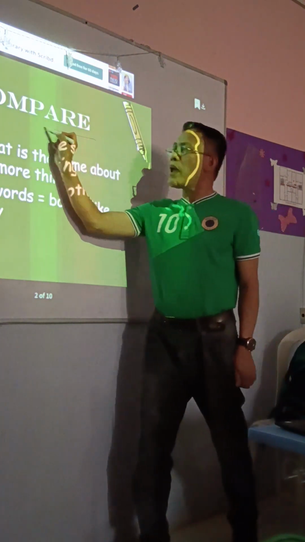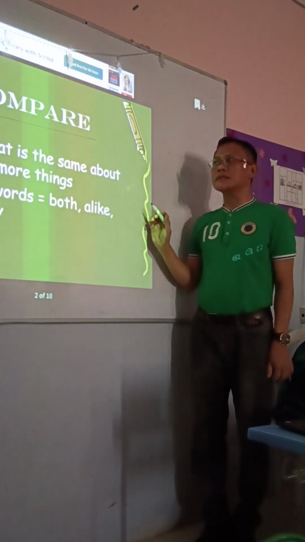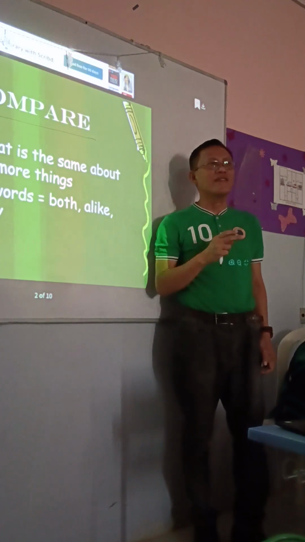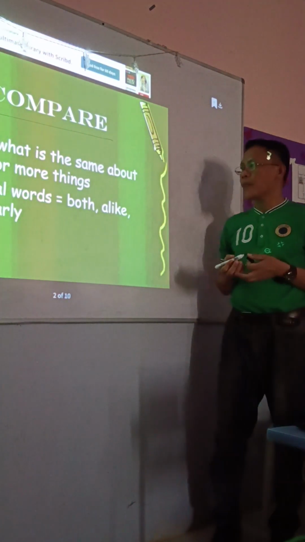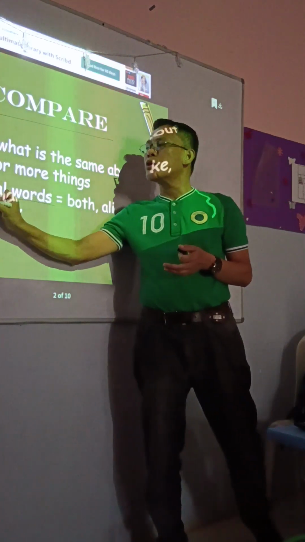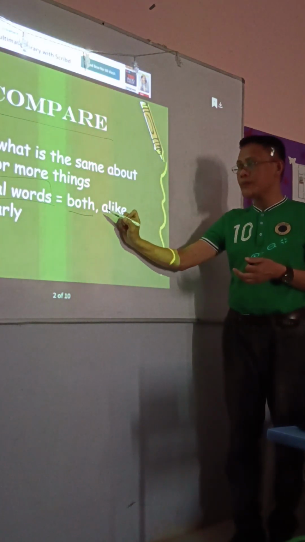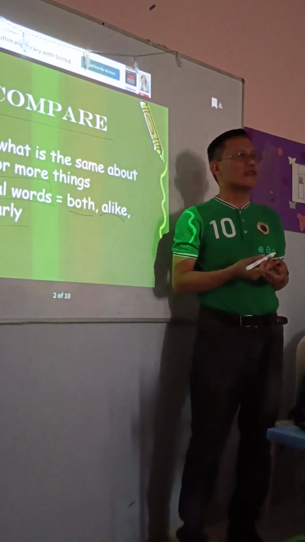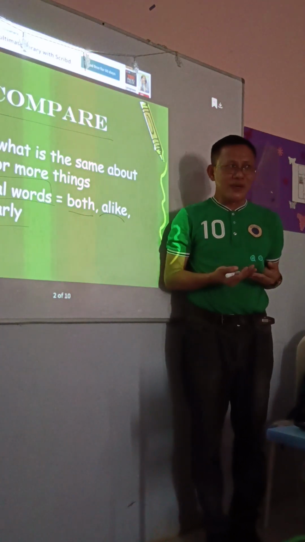In comparing, it tells what is the same about the two or more things. Same with what James told us. Signal words are both, other, alike, similar. What else can you say when we compare? What keywords can you still remember?